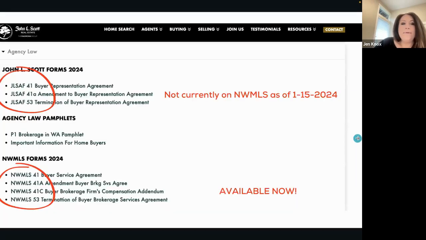Once you click that tab, that's where all the John L. Scott forms are that have to do with the agency buyer representation. So all of ours are linkable with where I've circled. If you want to pull them up, you can save them on your desktop, bring them over to the transaction desk. Keep in mind too that when you fill these out, they're going to have to be filled out in your signing window, not in your creation of the forms with transaction desk. And if you prefer to use the Northwest MLS forms, those are readily available. You don't need to come to the website here to get them. You can pull them straight from transaction desk.